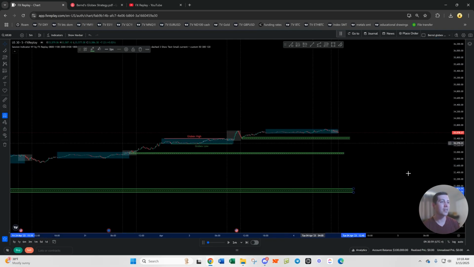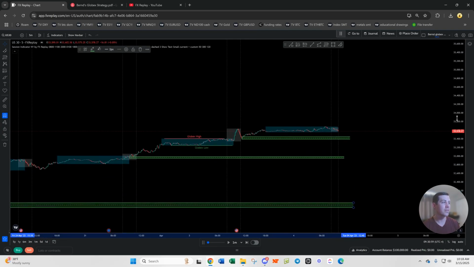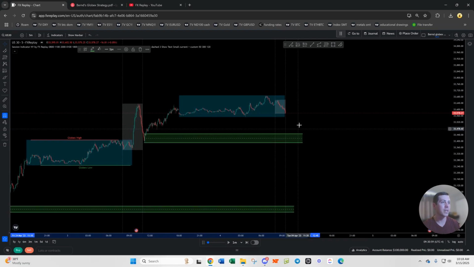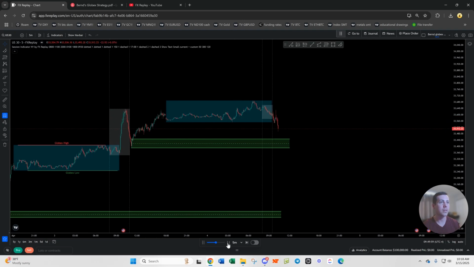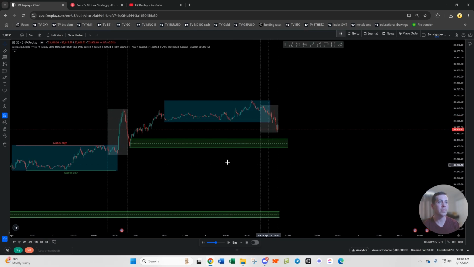The parallel channel is really nice because you can just grab it and drag it over very easily. So we do have a potential trade here if price ends up coming to this previous demand zone from the previous day. So let's just see if it does before I go to the next day. So we potentially have a trade here.